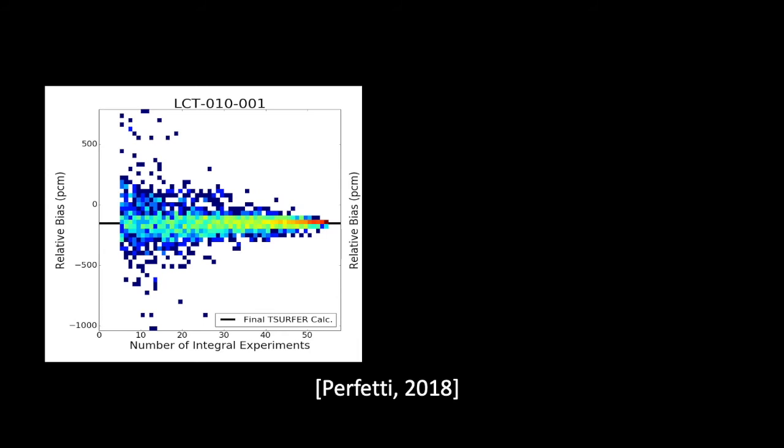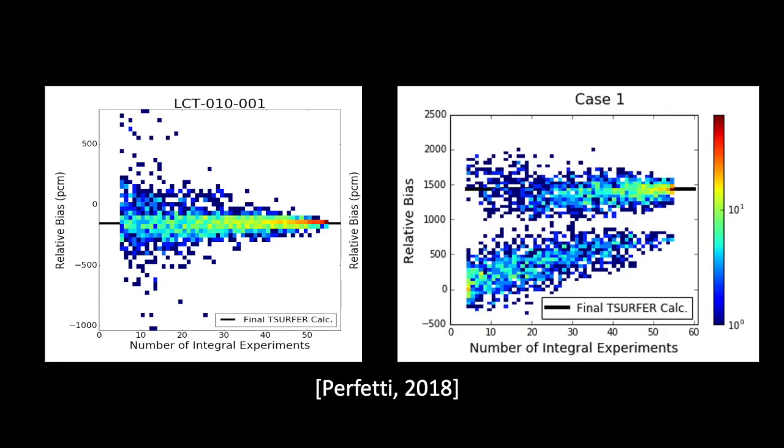In some cases, the bias estimates quickly converged around the final bias estimate that used all 56 experiments, and in other cases, the bias estimates oscillated between two bimodal results, suggesting that the bias estimates were having trouble deciding which one of these two biases to converge to.